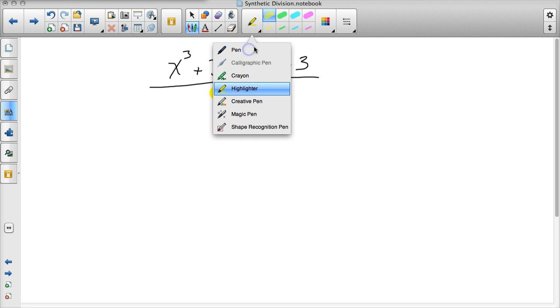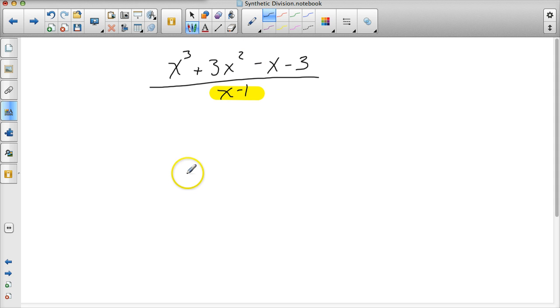So what exactly does that mean? It means we rewrite our problem. We use only the coefficients, starting with the 1, the negative 1 in our x minus 1. We said to change the sign, so we use a 1. Next, we draw a symbol. It sort of looks like an upside down long division symbol.